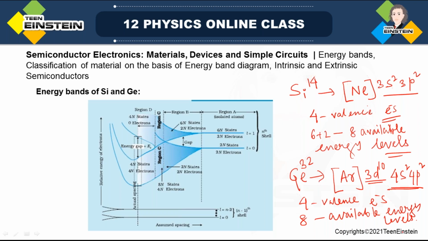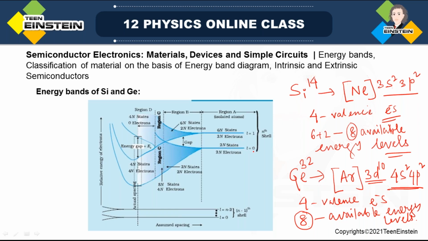Okay. So what does this mean? 4 electrons but 8 levels. Yes, we'll see it carries a very significant concept. See, when an atom is isolated, that means one atom is far from the other. So in such cases of isolated atoms, there are a total of 8 levels, but all the levels will have the same energy.